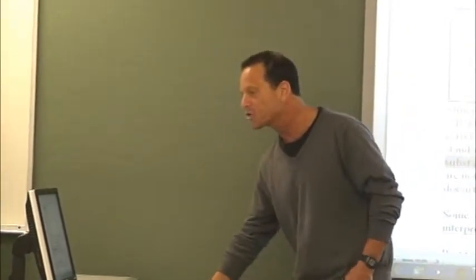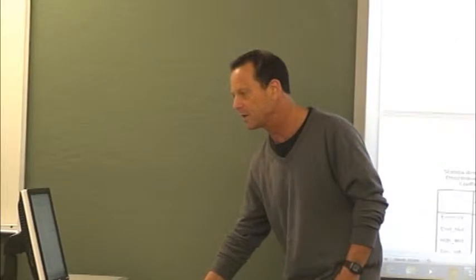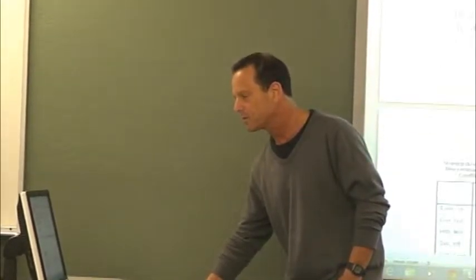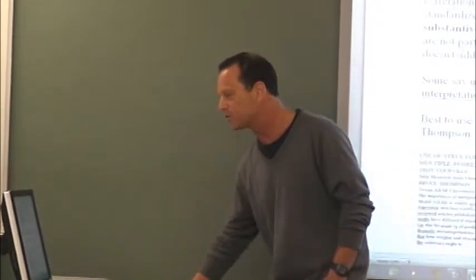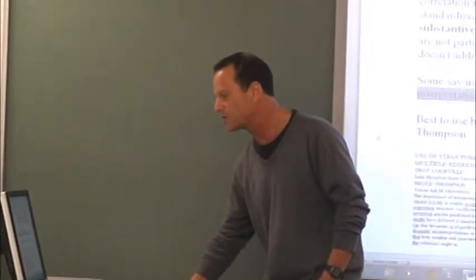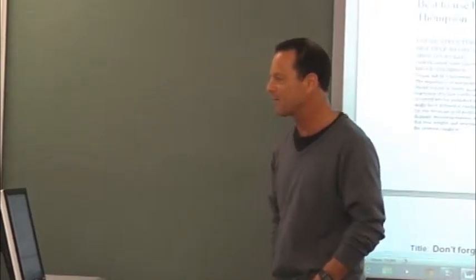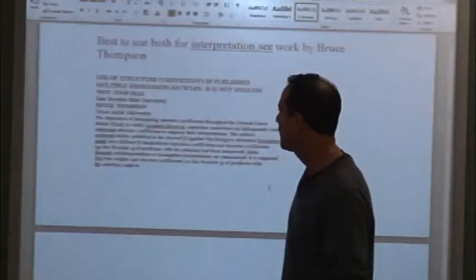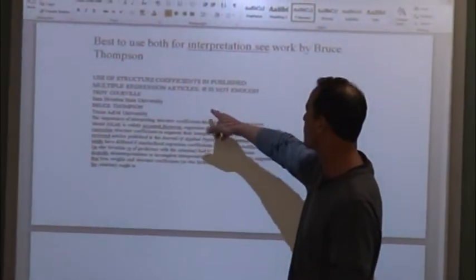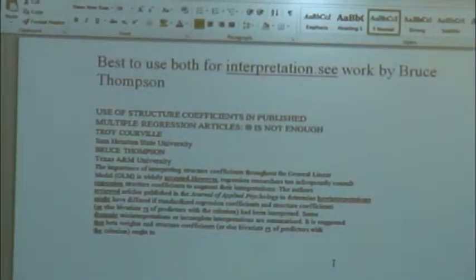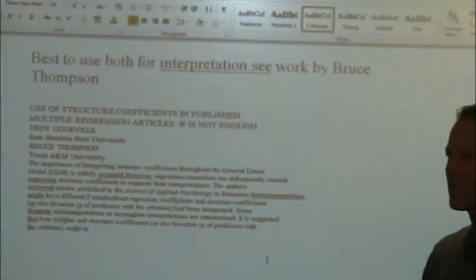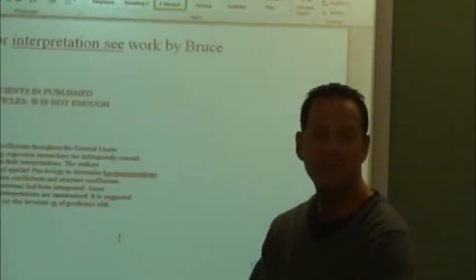So, there's no partialing here for the structure matrix, everybody. It's just the relationship. So everybody, some say use standardized coefficients for interpretation, some say use structure, I say use both. And again, I'm influenced a lot by the work by Bruce Thompson in an article called Use of Structure Coefficients in Published Regression is Not Enough. In other words, he says look at both the standardized and the structure. And I agree with that. And I agree with that in factor analysis too.